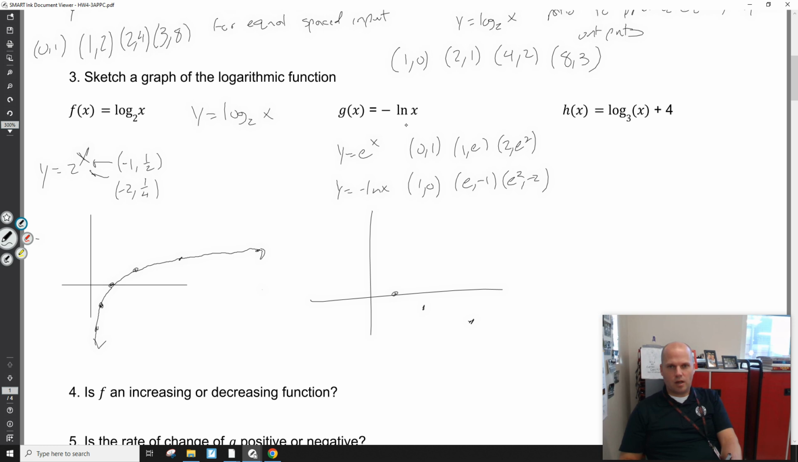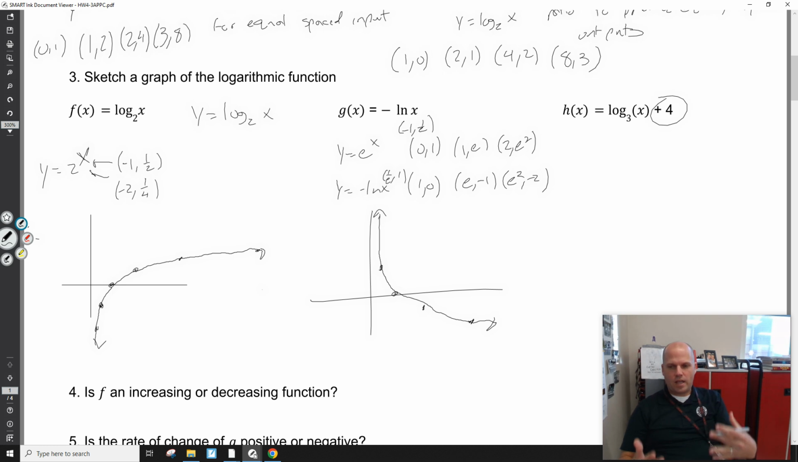If you plugged in a point like -1, you'd get 1 over e. So that means this function's got (1 over e, -1). It's like a reflection. This might be different from how your teachers are teaching you this, but it's the only way that I can do it that makes sense to me.